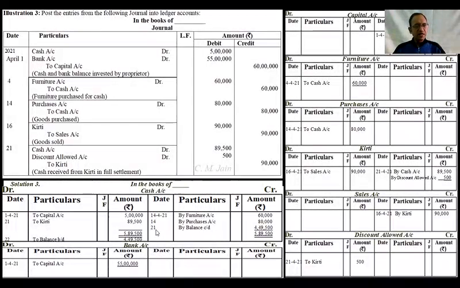Date 21st, the last transaction date that we are given in the question. By balance carried down 4,49,500. Then write total on both sides. And on debit side, on next day, that is 22nd, to balance brought down 4,49,500.